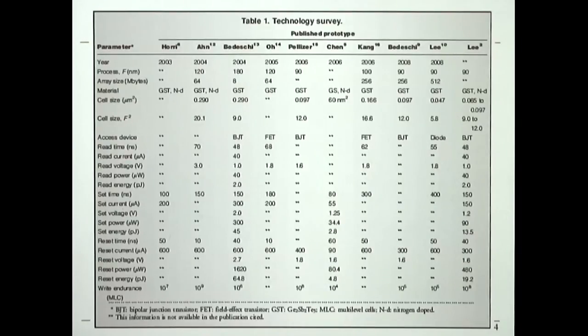So cell size. You can see the access device, different devices over here. You can see the read time, read current, read voltage, and so on. You can see these dashes. These mean that that value is not reported, so you don't know about it. Maybe they didn't measure it. That's usually a problem with emerging technologies. You don't have enough information, yet you need to perhaps make decisions at the system level to enable such a technology, right? So this one is actually a nice one, right, as you can see.